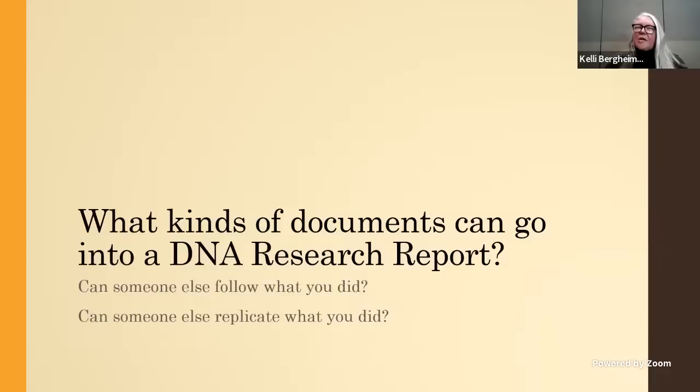And then the other part of that science process is, can someone else replicate what you did? Can they read what you wrote and figure out you looked at this match and, oh, they had a tree. Oh, and that tree led you to this ancestral couple. Oh, there's a common surname. I need to check that out. So can someone else follow what you're doing? Doesn't have to be formal, but can they follow it?